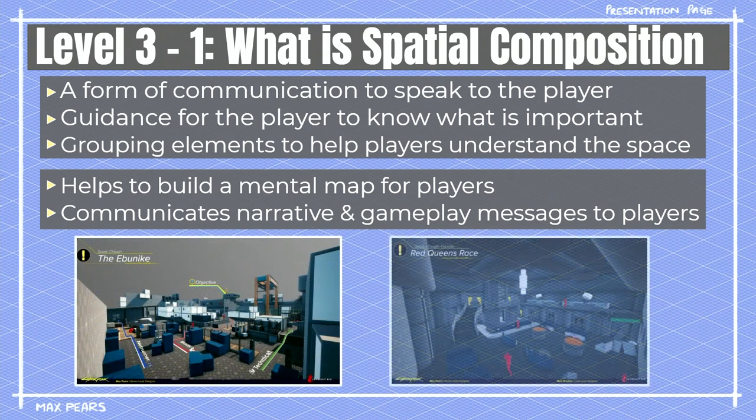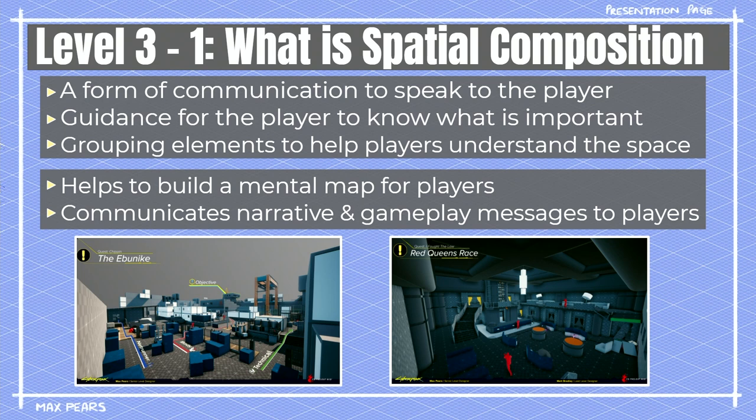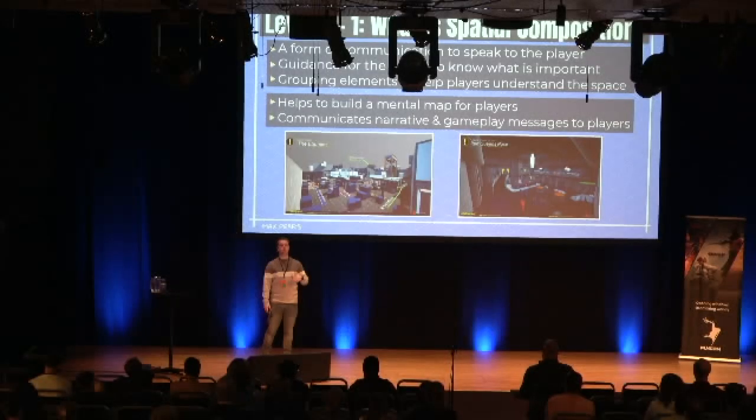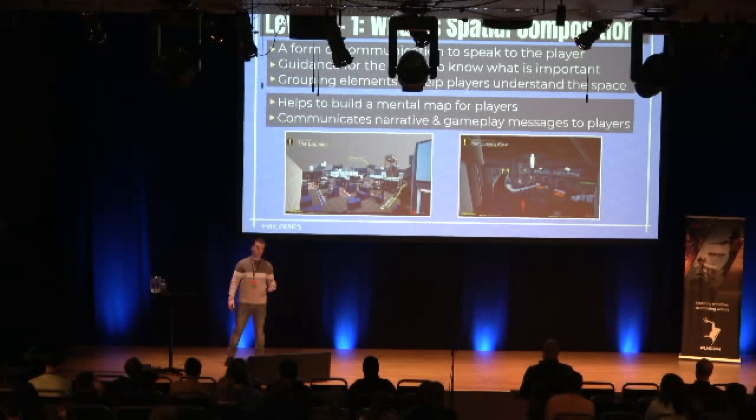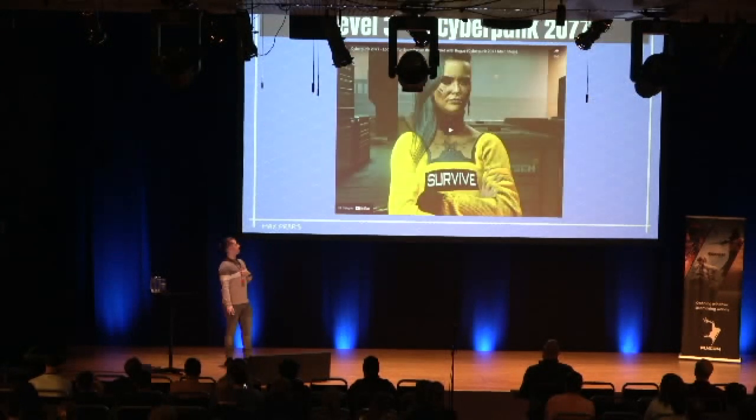Now, here's a couple of levels that I worked on within Cyberpunk. I worked on Ebeniki, where we go in to find Adam Smasher, as well as an underground club called Red Queen's Race. And we actually use this spatial composition within it. So no technical difficulties now.